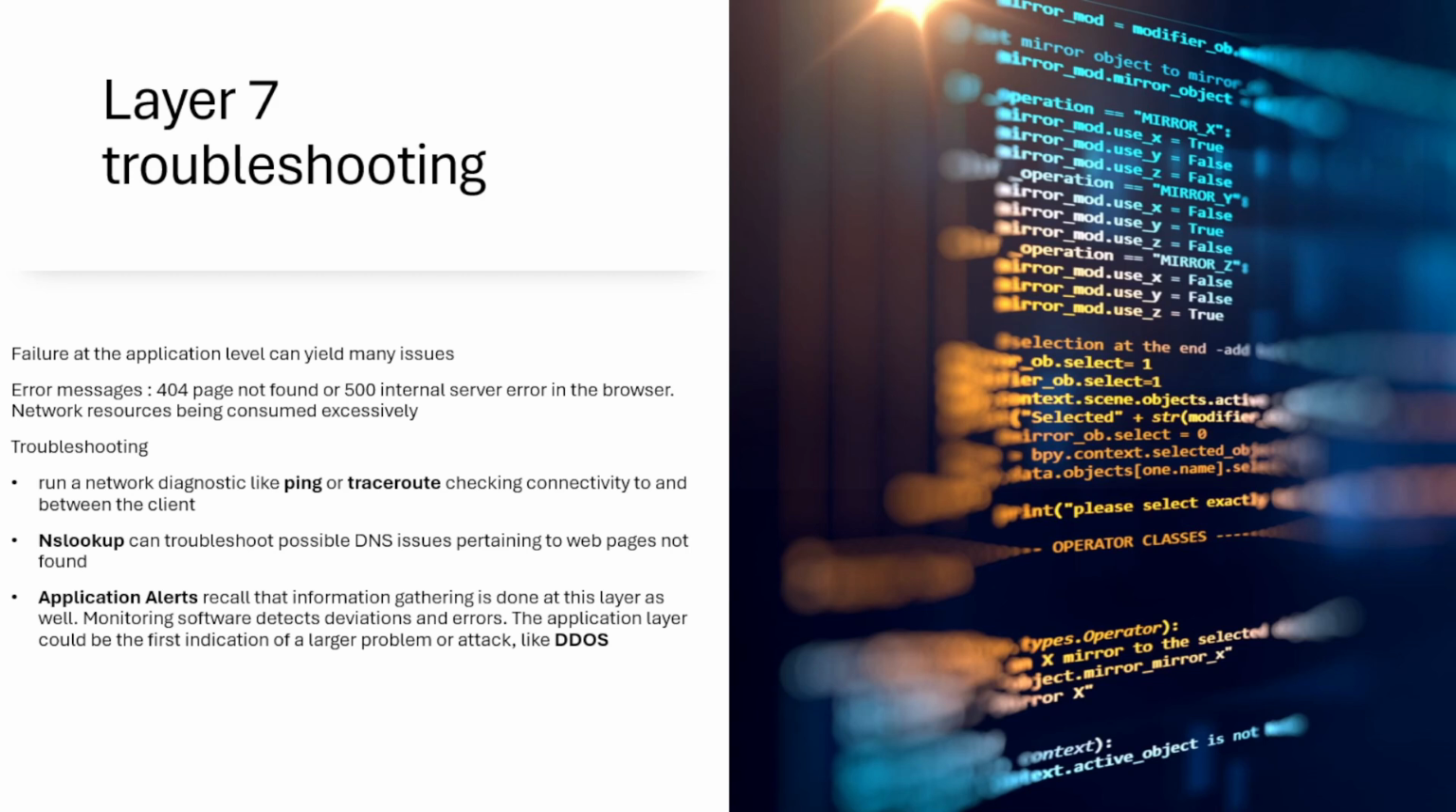Application alerts. Recall information gathering is done at this layer as well. Monitoring software detects deviations and errors. The application layer could be the first indication of a much larger attack like DDoS, distributed denial of service.